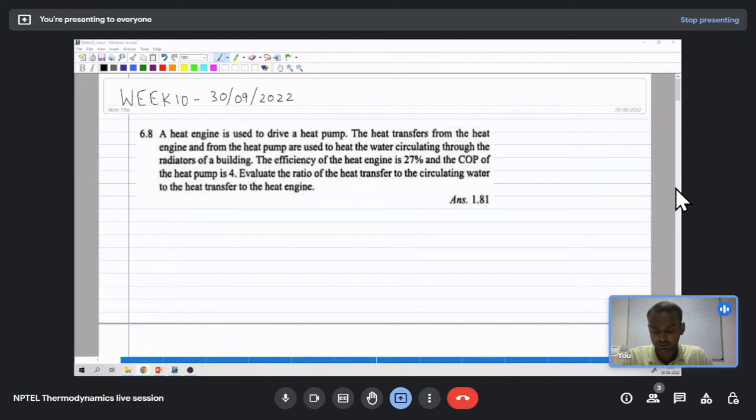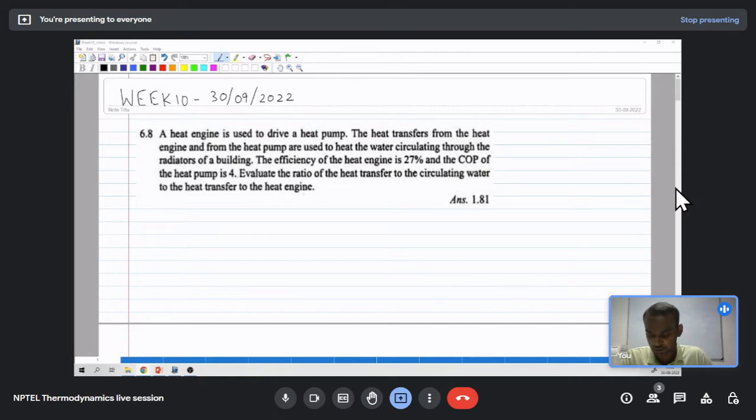Today I will solve some problems using heat engine and heat pump concepts, and then I will move on to problems with the entropy concept. So the first problem is on the screen.